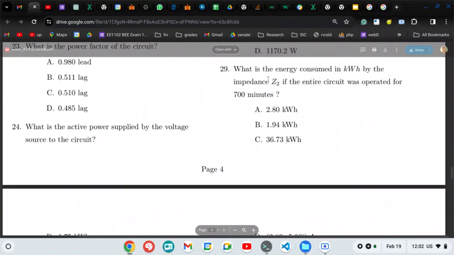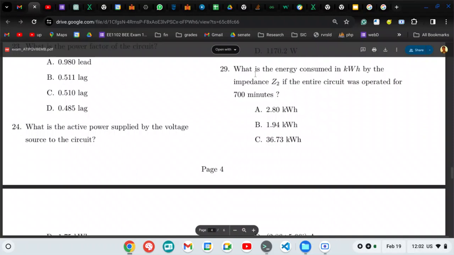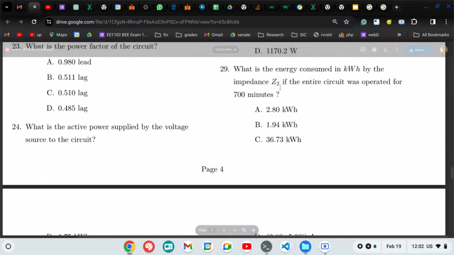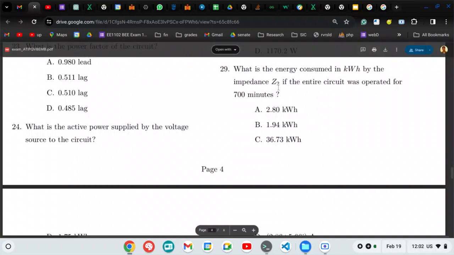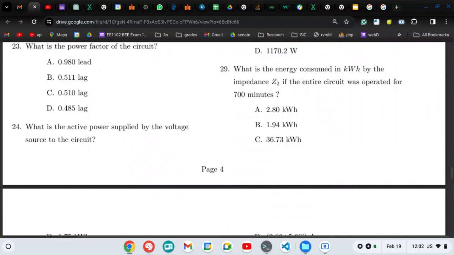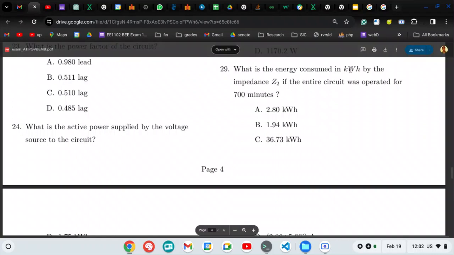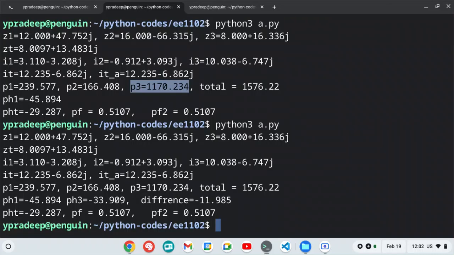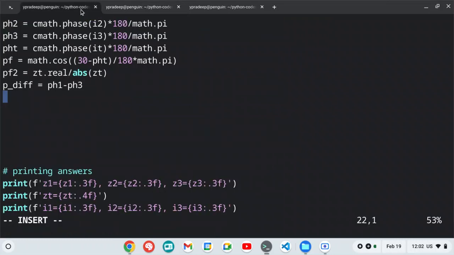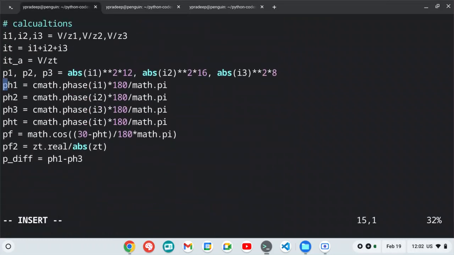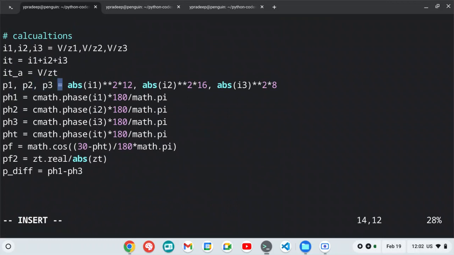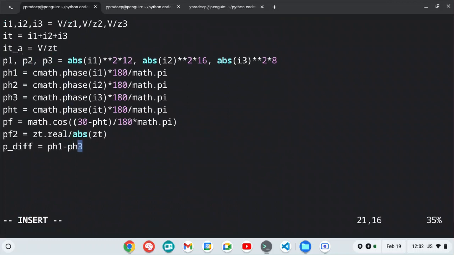Question number 29. What is the energy consumed in kilowatt hours by the impedance Z2 if the entire circuit was operated for 700 minutes? Okay. So energy is in kilowatt hours. It is power into time. P2 we already have. I'll go to the code. See, I already have the P2 value here. So from the P2 value, I can calculate E2.